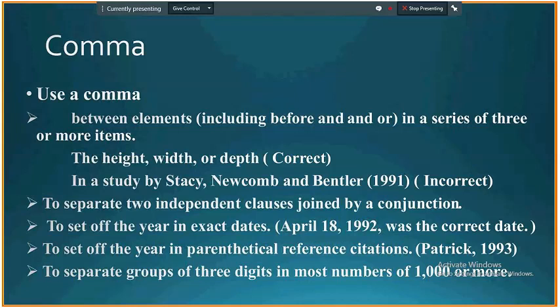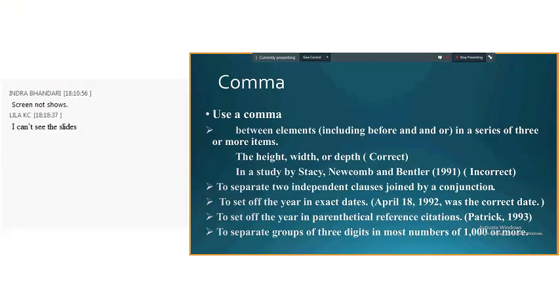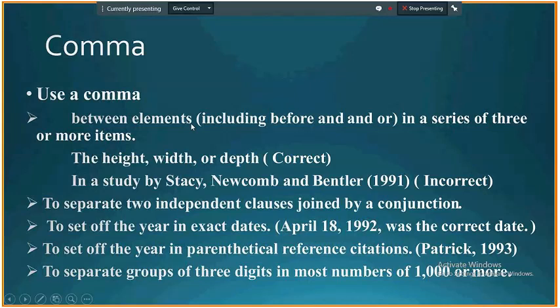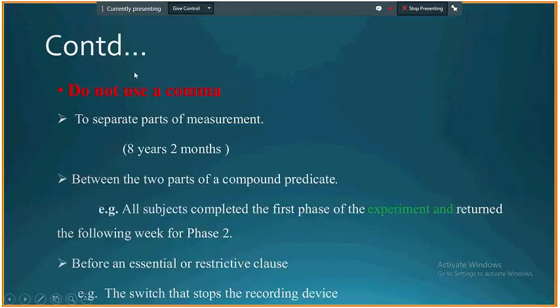All right sir. Use a comma between elements, including before "and" or "or" in a series of three or more items. The height, weight, or depth, correct. In a study by Sensi, Newcomb, and Bentler, 1991, incorrect. Use a comma to separate two independent clauses joined by a conjunction.